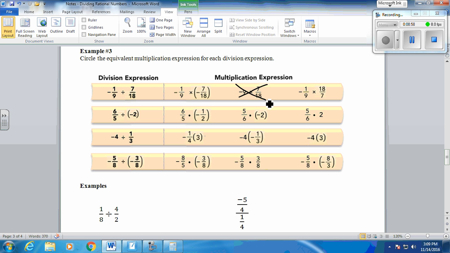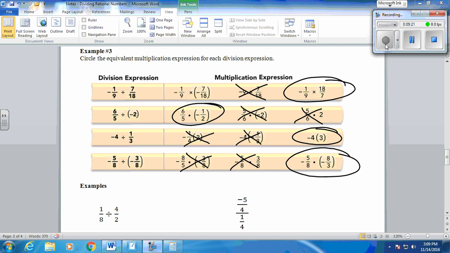So again, now we're looking to see which ones show multiplication. The first row is showing multiplication with an x. Then the reciprocal of 7/18 is not negative 7/18, it should be 18/7. So your answer will be negative 1/9 times 18/7. So again, please go through and try the remaining 3 questions.